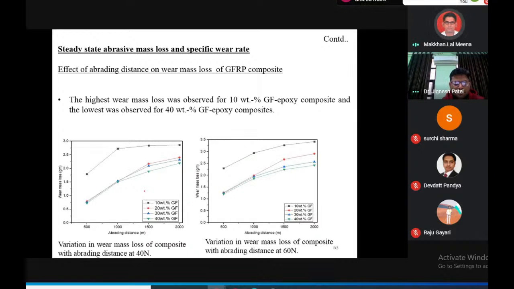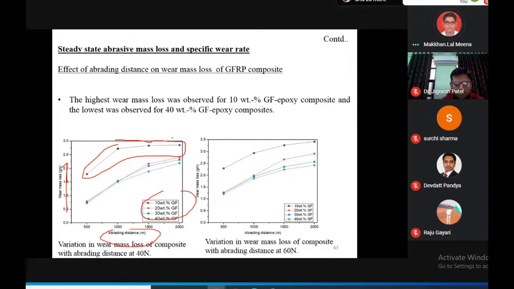So we can see in this, these are the abrading distances at 500, 1000, 1500, 2000, and these are the different percentages, and these are the wear loss. We can see the highest wear mass loss was observed for 10, this black one, the 10 weight percentage of glass fiber epoxy composite, and the lowest was observed for 40 weight percentage glass fiber epoxy composite.